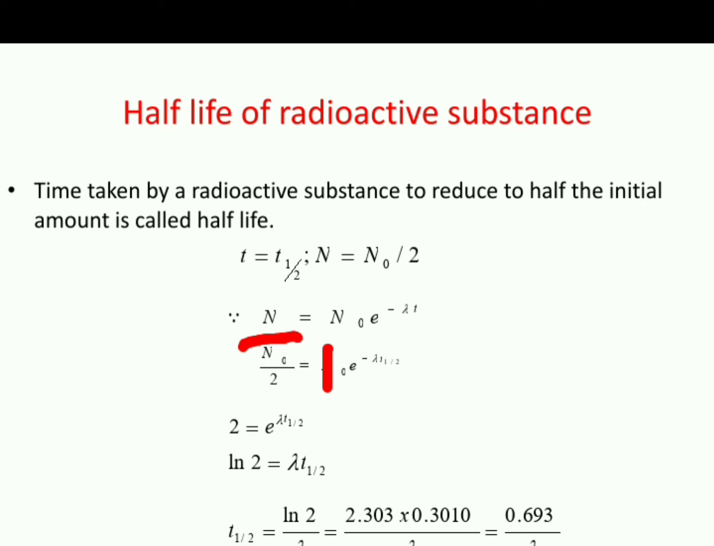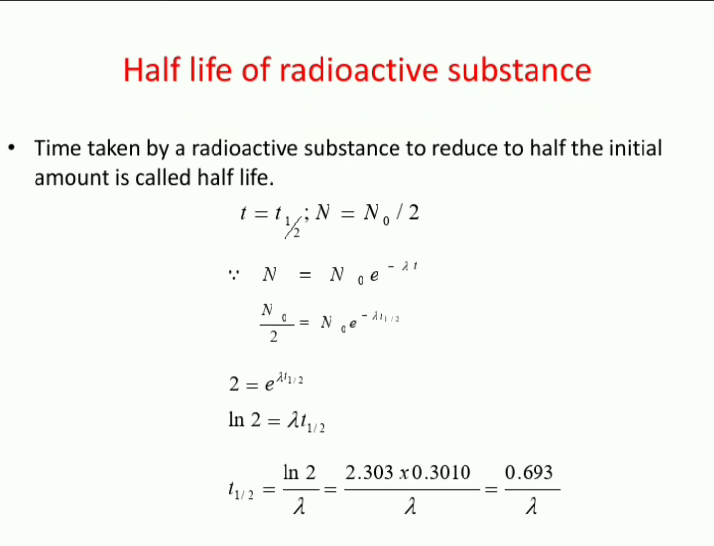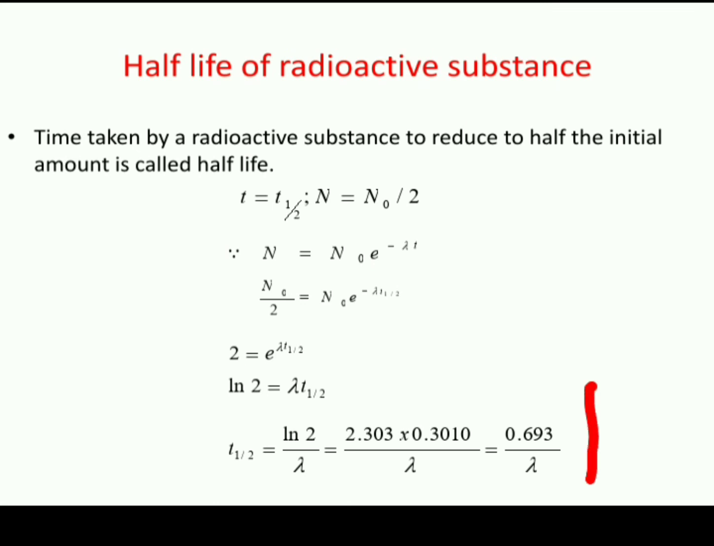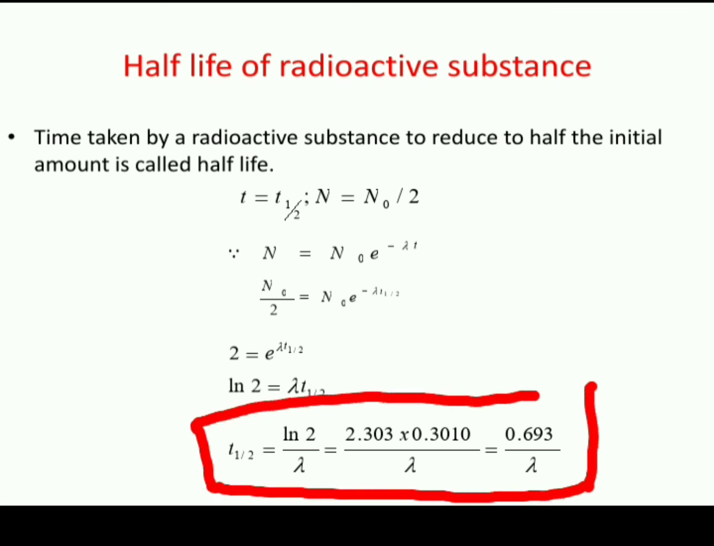Okay, it's a natural logarithm. Convert into common log by multiplying with 2.303, and the value of log 2 to the base 10 is 0.3010. It comes out to be 0.693 divided by lambda. Remember this relation, T half is inversely related to the disintegration constant and is equal to 0.693 divided by lambda. This is called the half-life of a radioactive substance. So in one half-life, 50% is decayed and 50% will remain.